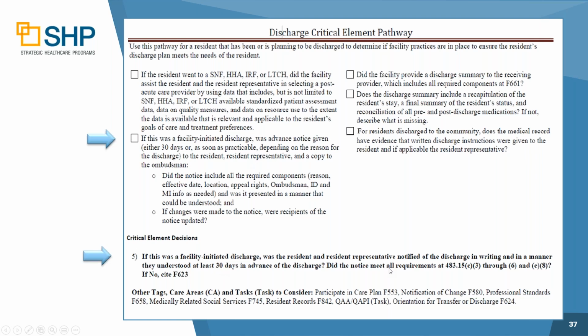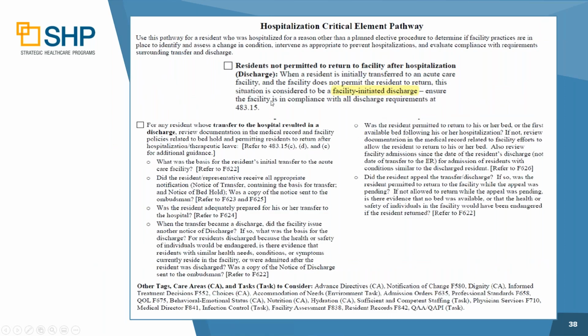If they are not met, they're going to cite tag 623, and they're also looking at these things as well. Same thing with residents being discharged after hospitalization. That's a facility-initiated discharge, and these are the things that they're going to ask. They will ask and answer every one of these questions before they leave the facility. They must do that, and they're asked to look at these things as well. But focus here and here when you're looking at these.